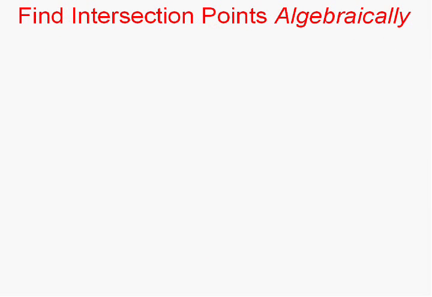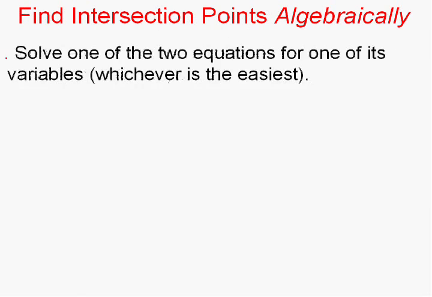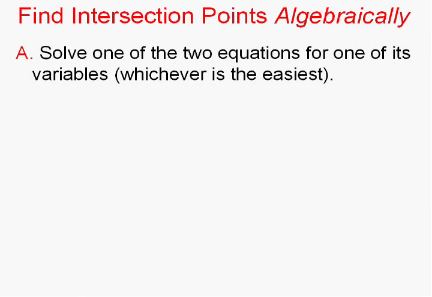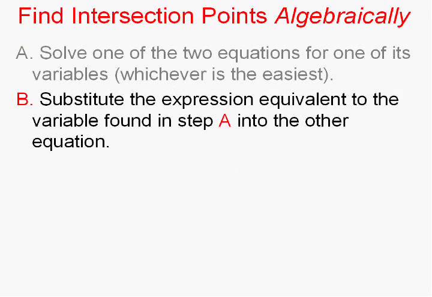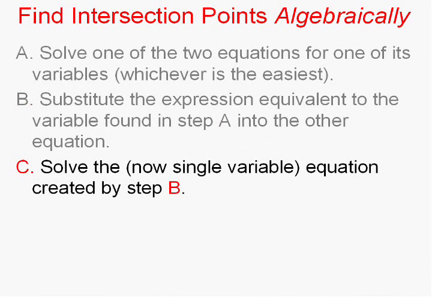What happened? Well, let's go over what we did. Pay attention. First thing we did was we solved one of the two equations for one of its variables, whichever was easiest. Then we substituted the expression equivalent to that variable into the other equation, and that created an equation with only one variable that we could solve, and we did that.